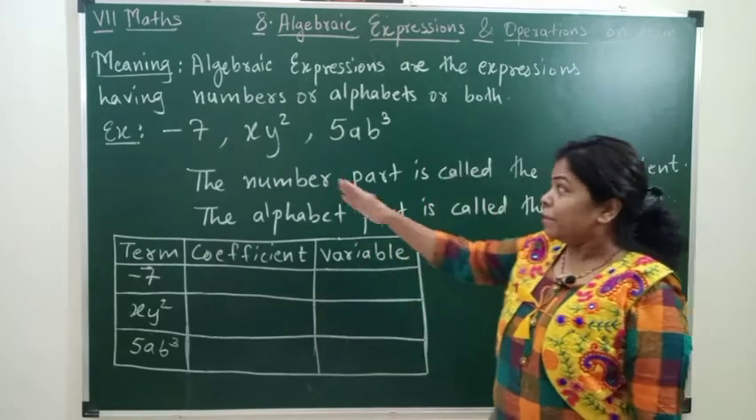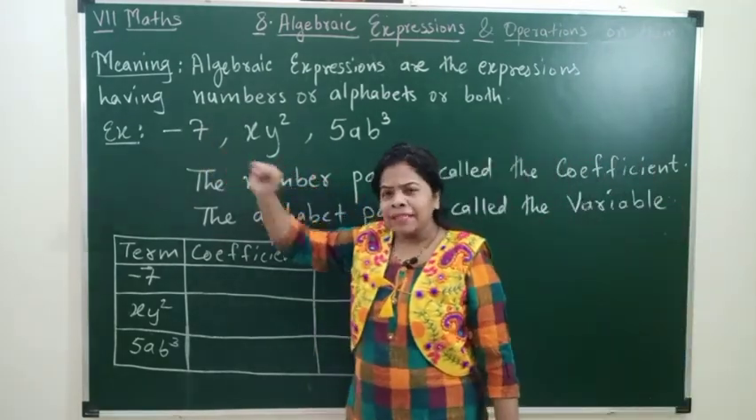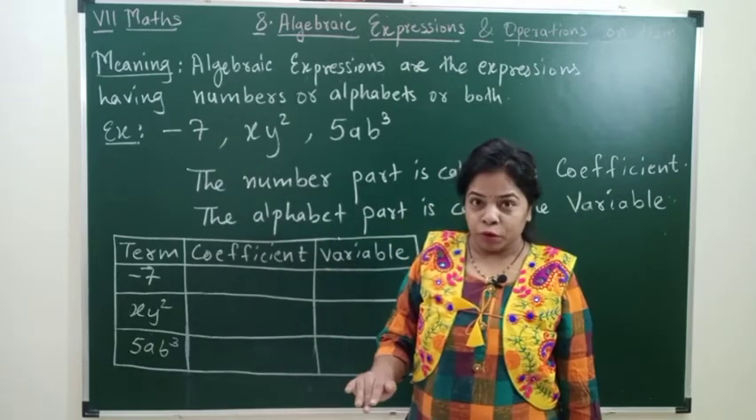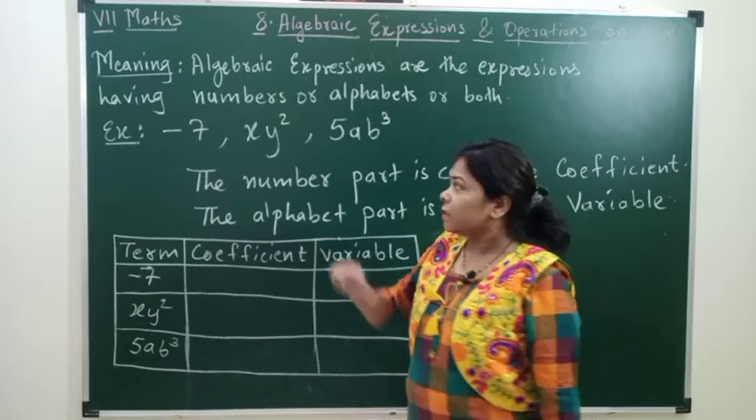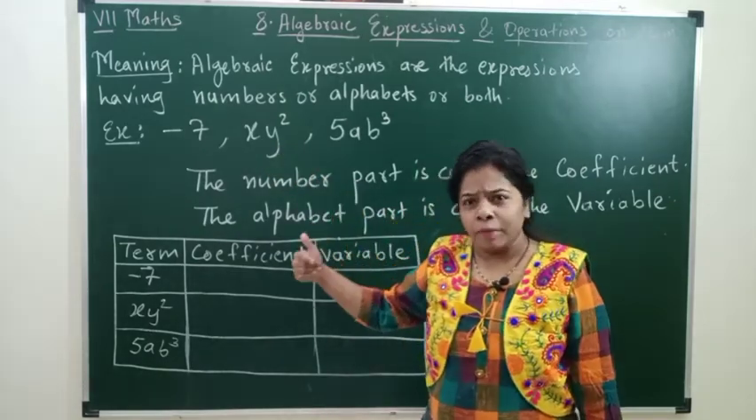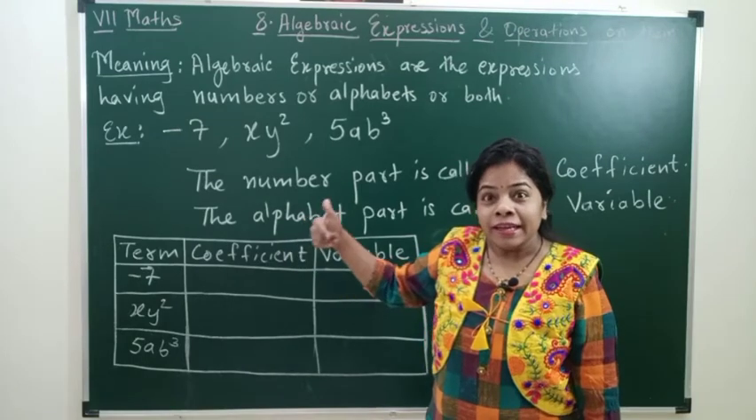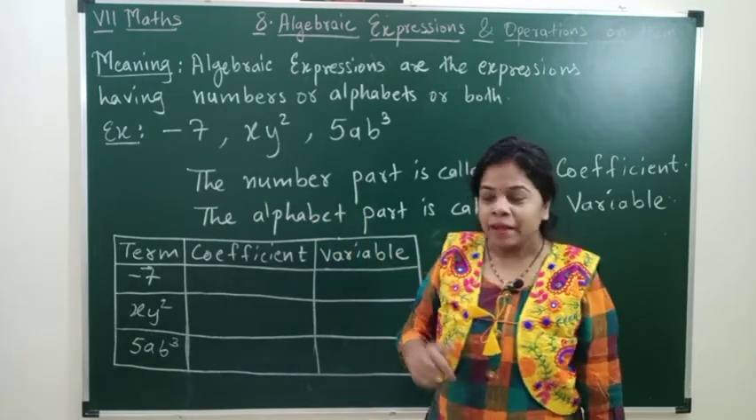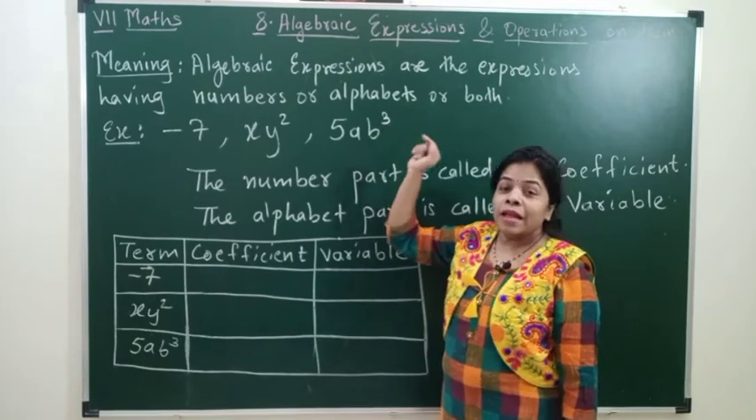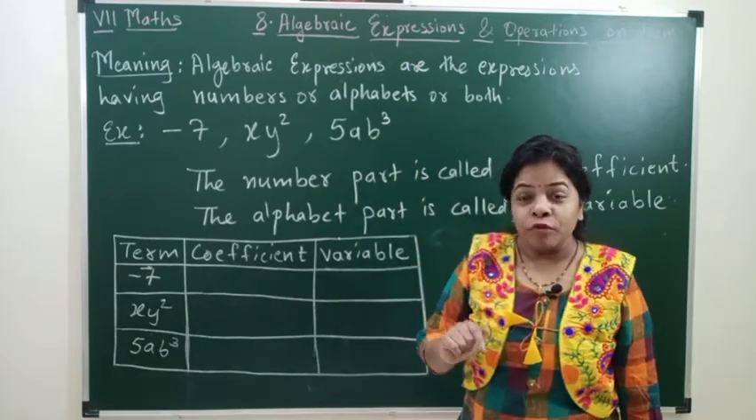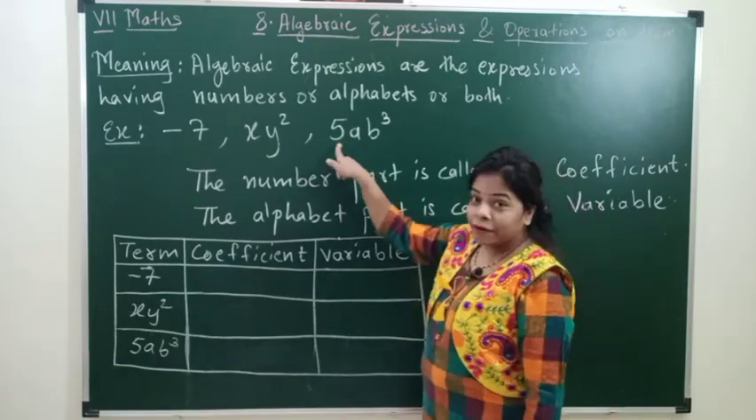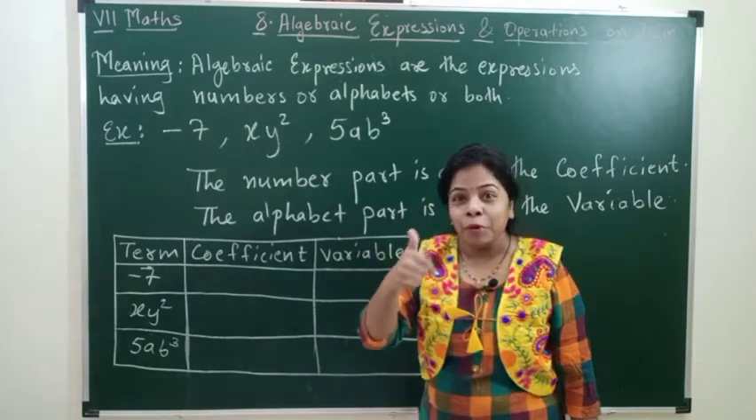See, for example, -7. -7 can be considered as an algebraic expression. It's a number also, an integer. XY square, there is no number, there are only alphabets. Even that is an algebraic expression. And the next one, 5AB cube. This is also an example of an algebraic expression. It is having number and alphabets both.